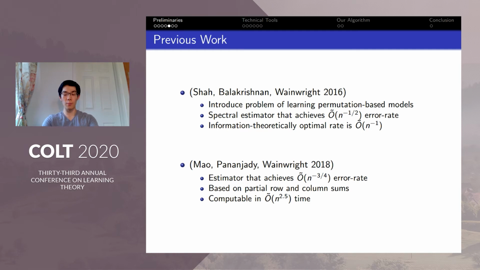In a paper by Mao et al. in 2018, they narrow the computational statistical gap by giving an estimator that achieves an n to the negative 3/4 error rate and is computable in n to the 2.5 time.